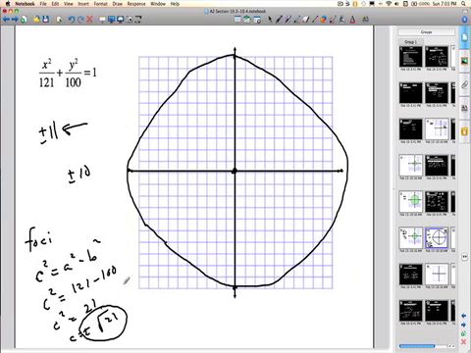So in this case, root 21 is between 4 and 5. It's 1, 2, 3, 4, let's say about 4.5 in that direction. So you can see that my vertices were at plus and minus 11, 0. My co-vertices were at 0, plus or minus 10. And my foci were at plus and minus root 21, 0. And this is the whole ellipse, a little shaky line, but this is the whole ellipse.